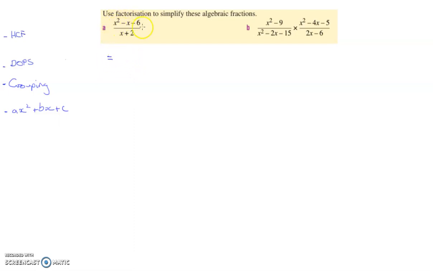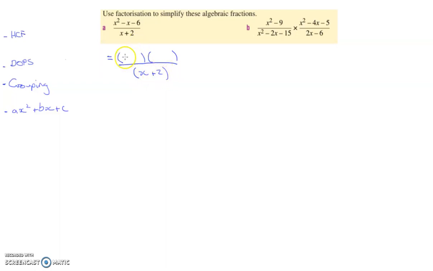The first part I would look at is you need to factorize. And you look through your toolkit and you think about how am I going to factorize this top expression, x squared minus x minus 6. And I'm going to use what you covered in last lesson. We need to find two numbers that multiply to make -6 and add together to make -1. And when I put them in my brackets, I know it's going to look something like this. So I'm just going to draw them in now.